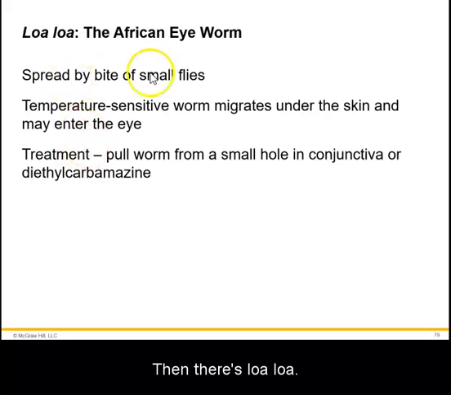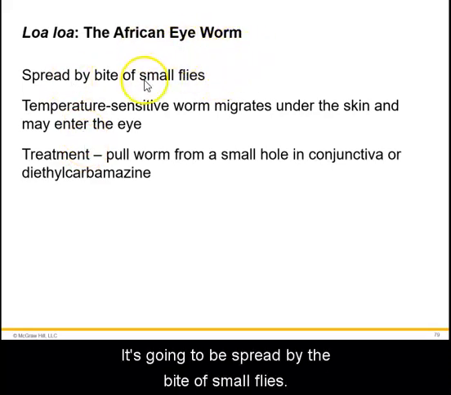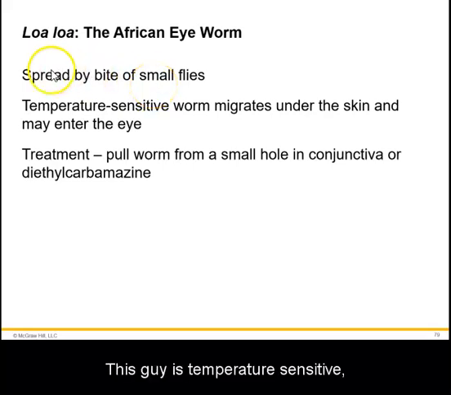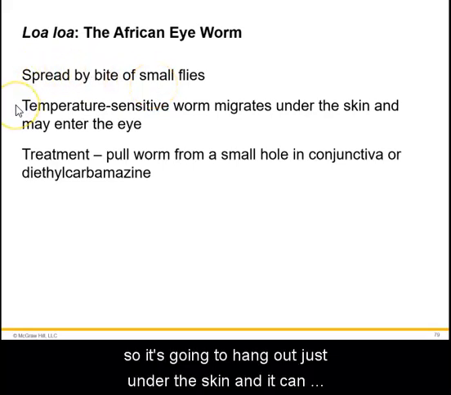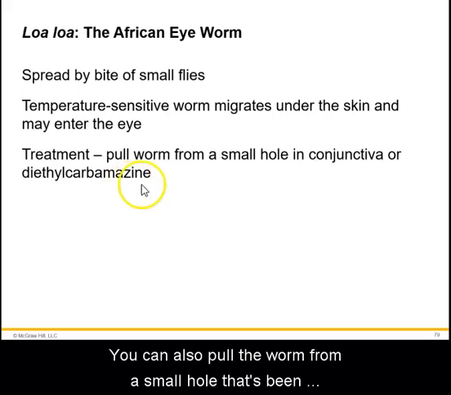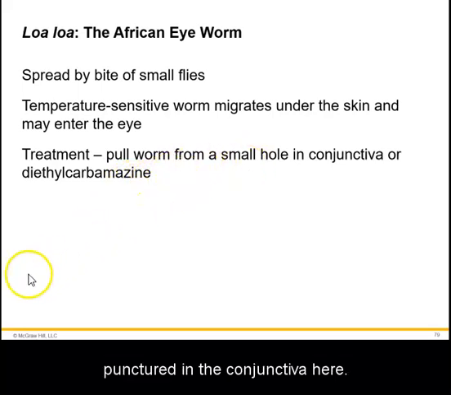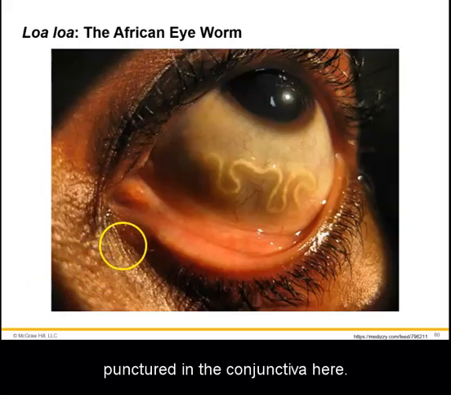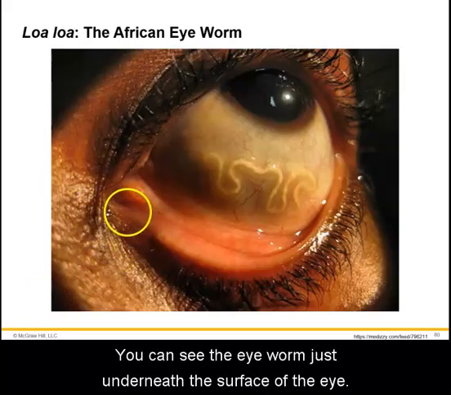Then there's Loa loa. This is the African eyeworm. It's going to be spread by the bite of small flies. This guy is temperature sensitive, so it's going to hang out just under the skin, and it can enter the eye. Treatment, you can give medication, but you can also pull the worm from a small hole that's been punctured in the conjunctiva. Here you can see the eye worm just underneath the surface of the eye.